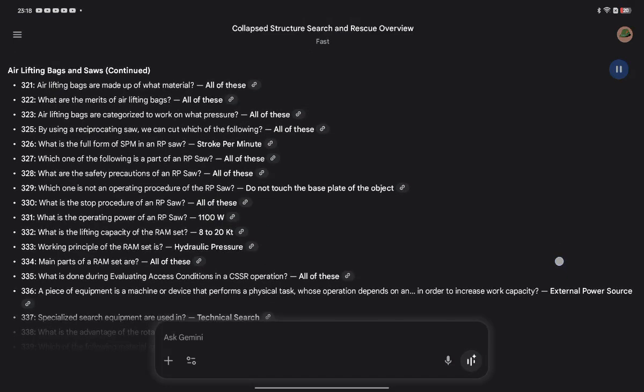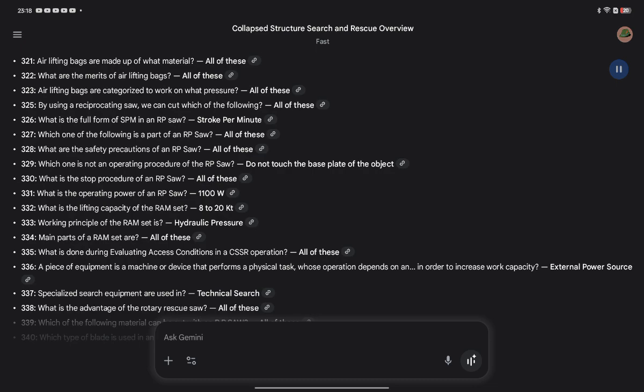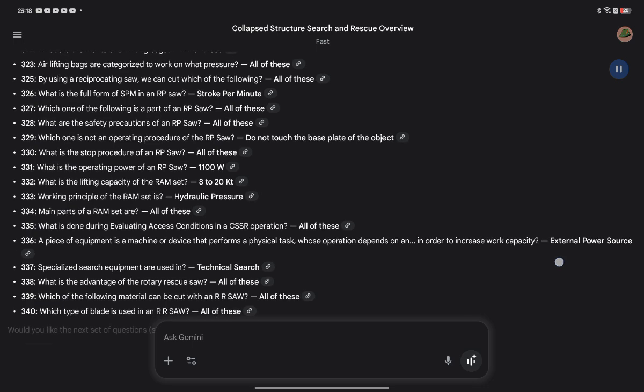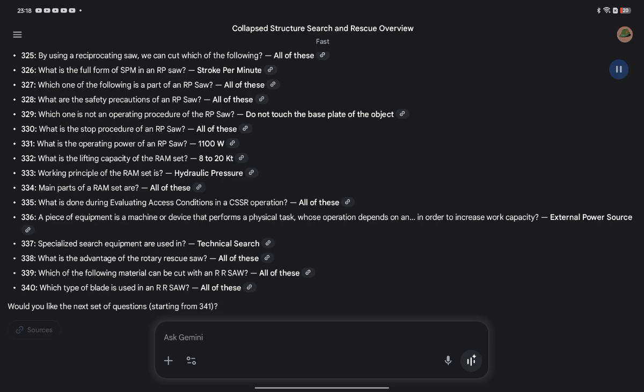320. For lifting of heavy load, which equipment/tool can be used? Both A and B. Airlifting bags and saws, continued. 321. Airlifting bags are made up of what material? All of these. 322. What are the merits of airlifting bags? All of these. 323. Airlifting bags are categorized to work on what pressure? All of these. 325. By using a reciprocating saw, we can cut which of the following? All of these.